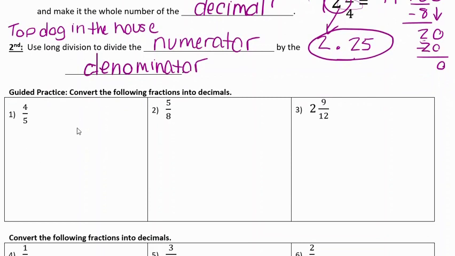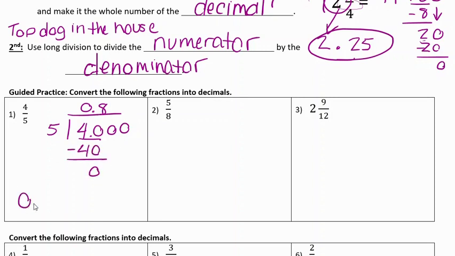Top dog in the house. So 4 goes inside, 5 goes outside. 5 can't go into 4. So I'm going to add a decimal and some zeros. You can add 3 if you want to, or just go one at a time. I like to do 3. 5 goes into 40 8 times, which would be 40. And that would be 0. So my solution to this one is just 0.8.